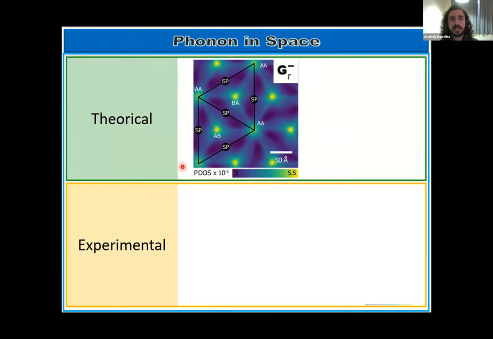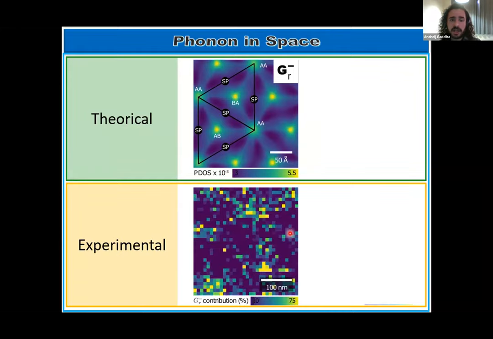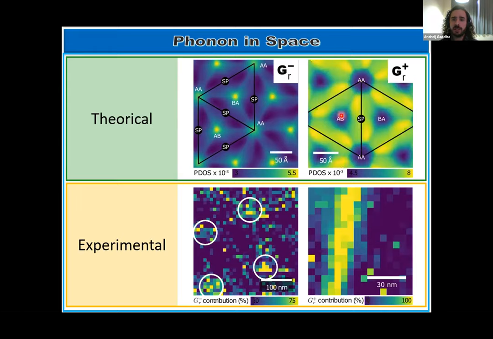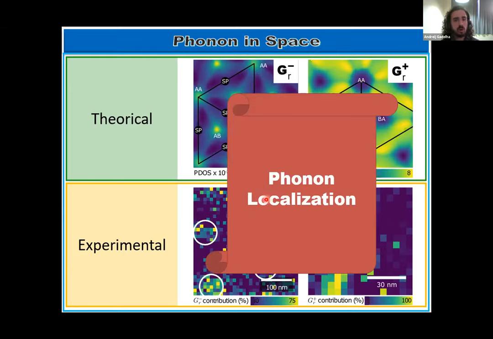Yes, we can. The best technique is our state-of-the-art tip-enhanced Raman spectroscopy. And here I show experimental data where we plot the spectral contribution of the GR minus peak, and we observe higher intensities at the AA zones, just like the theory. We can do the same procedure for the GR plus peak, but here we observe, both in theory and the experiment, that the GR plus has its larger contribution at the solitons, at the SP stacking. Okay, so our results show that we have a phonon spatial modulation in our RTBG, indicating phonon localization.